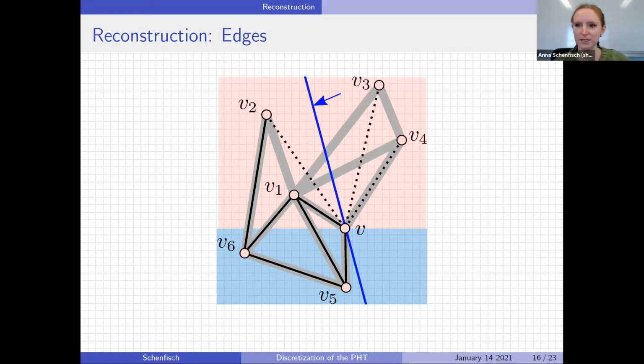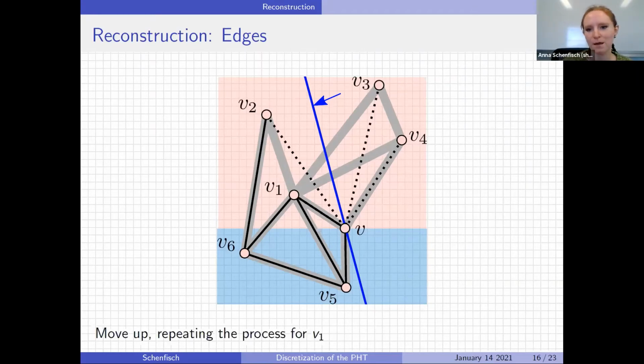Then we would continue processing the right-hand side in an identical way. And then once we found all the edges adjacent to V in this pink region, we would continue our sweep line up, and we would move on to the next highest vertex and repeat the process for V1.